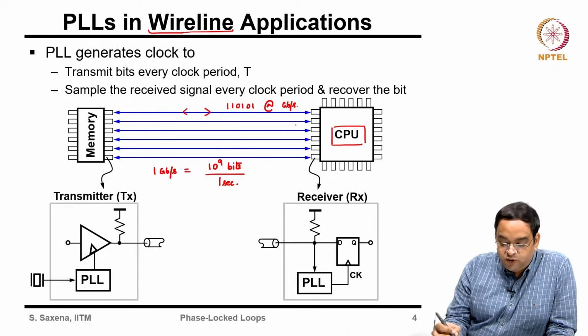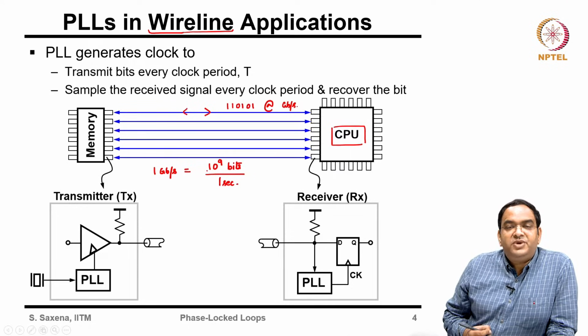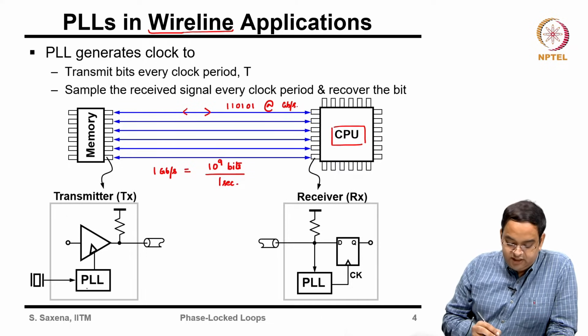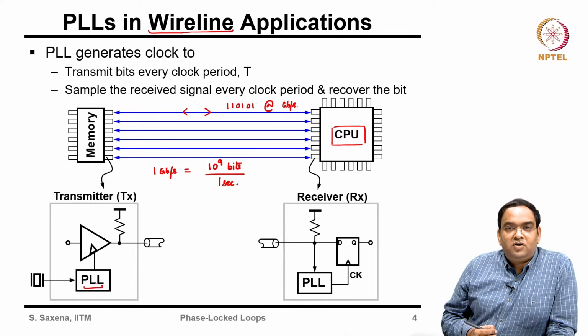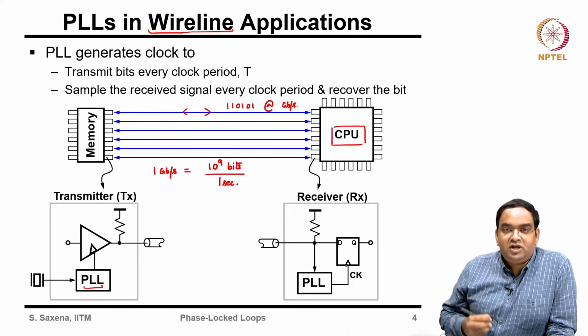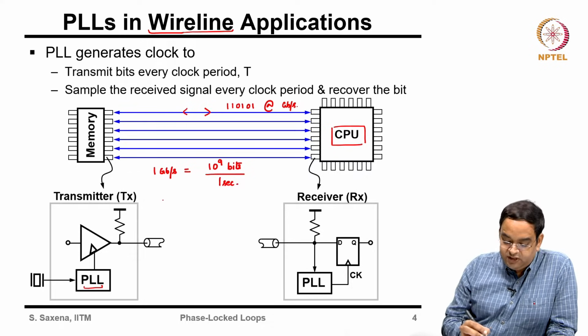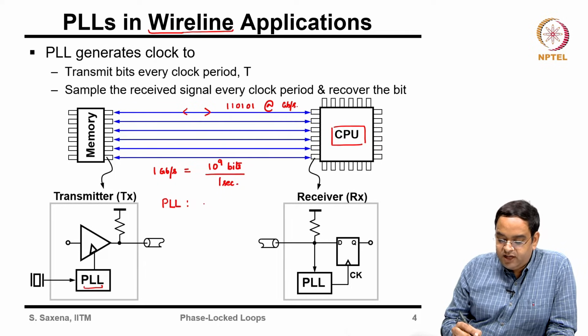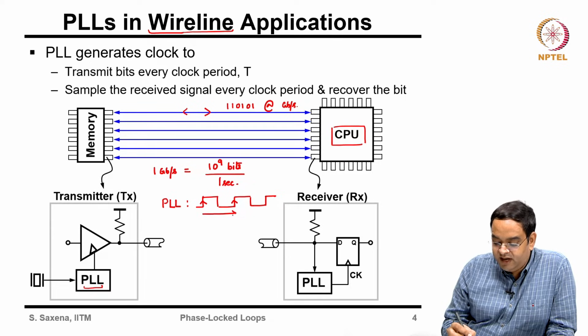Now, who is making sure that you are receiving 10^9 bits per second? There is a clock generator on the transmitter side, and there is also a clock generator on the receiver side. This particular phase lock loop is generating a clock, or you can say a periodic signal, every nanosecond. In a simple manner you can think of a square wave whose rising edge comes every nanosecond.